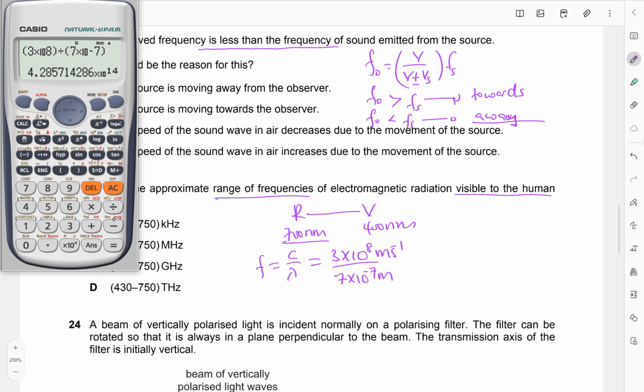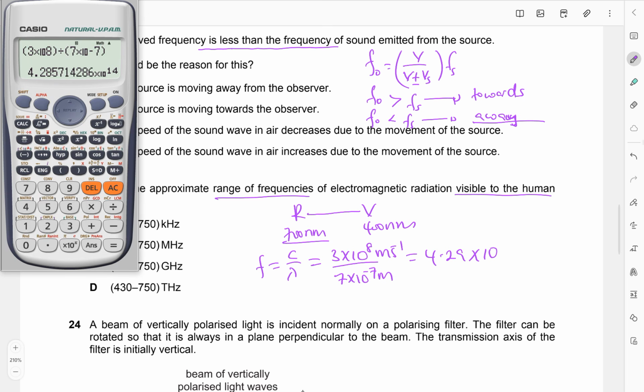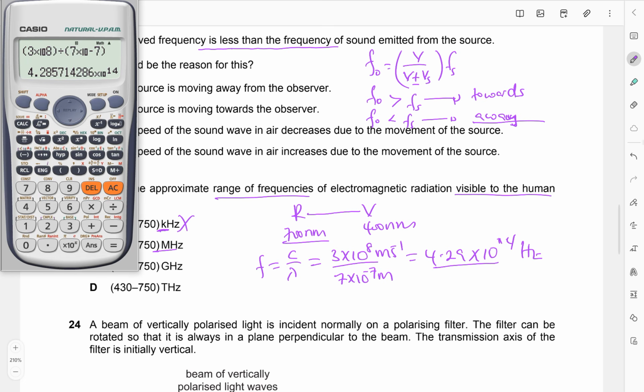This will be 3 exponent 8 divided by 7 exponent negative 7. So this is giving us 4.29 times 10 power 14. Now let's check. This one will automatically be wrong because 430 kilo cannot give us this value. 430 mega cannot give us this power 14. Giga, or we can check giga. I'll just check the last one, tera, because I know the answer is most likely tera.